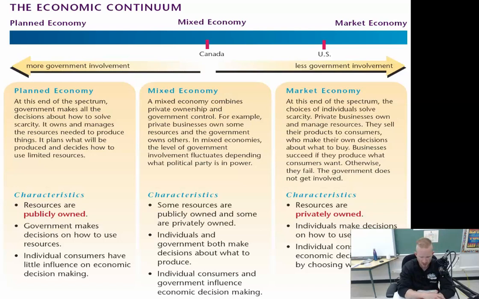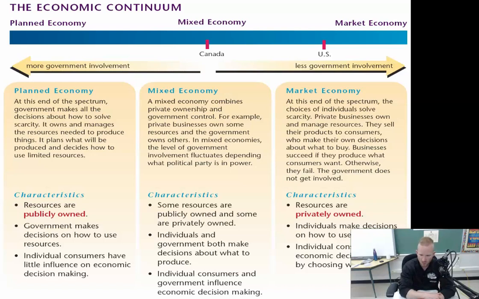Some characteristics of a mixed economy. Again, some resources are publicly and privately owned. Individuals and government both make decisions about what to produce, and individual consumers and government influence economic decision making. So both the government and people influence what's made.